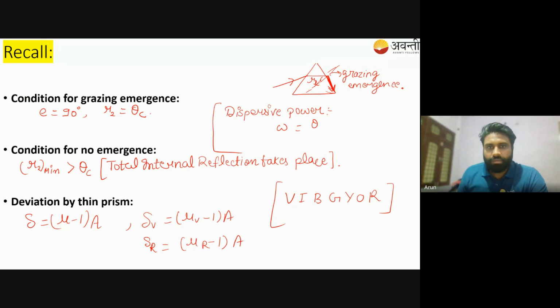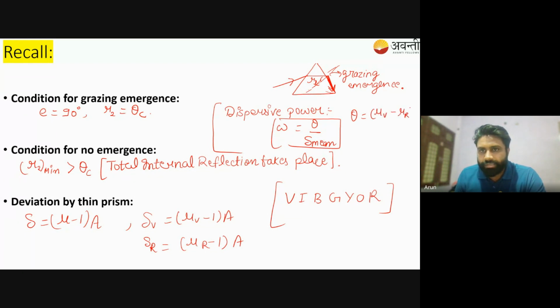Okay. So what is dispersive power? Dispersive power is angular deviation divided by mean deviation. Okay. And what is angular deviation? It is the difference of mu v minus mu r into A. ठीक है, this is the angular deviation that we have, del v minus del r, or if you put the values of del v and del r, you will get this as mu v minus mu r into A.